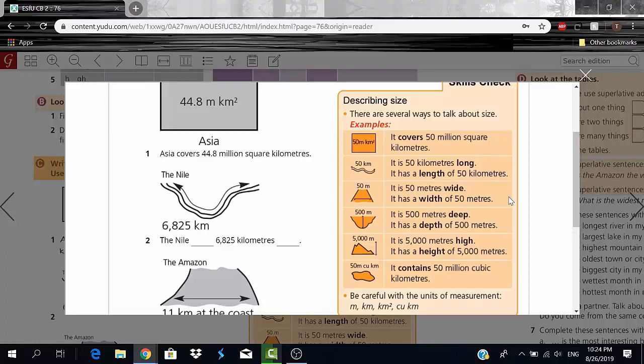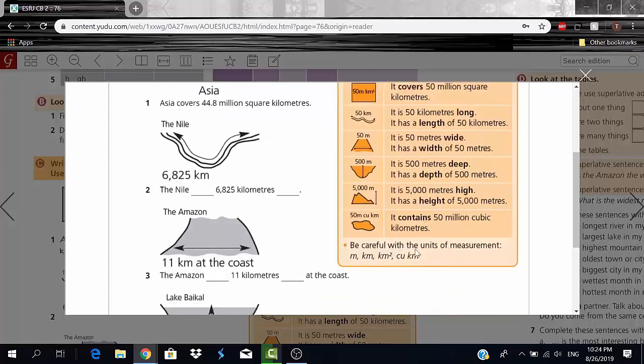Okay? And you got to be careful, because when you're talking about these units of measurement, you got to be careful with the units themselves. So for example, you got to pronounce them correctly. So meters, centimeters, kilometers, square kilometers, cubic kilometers, and so on.